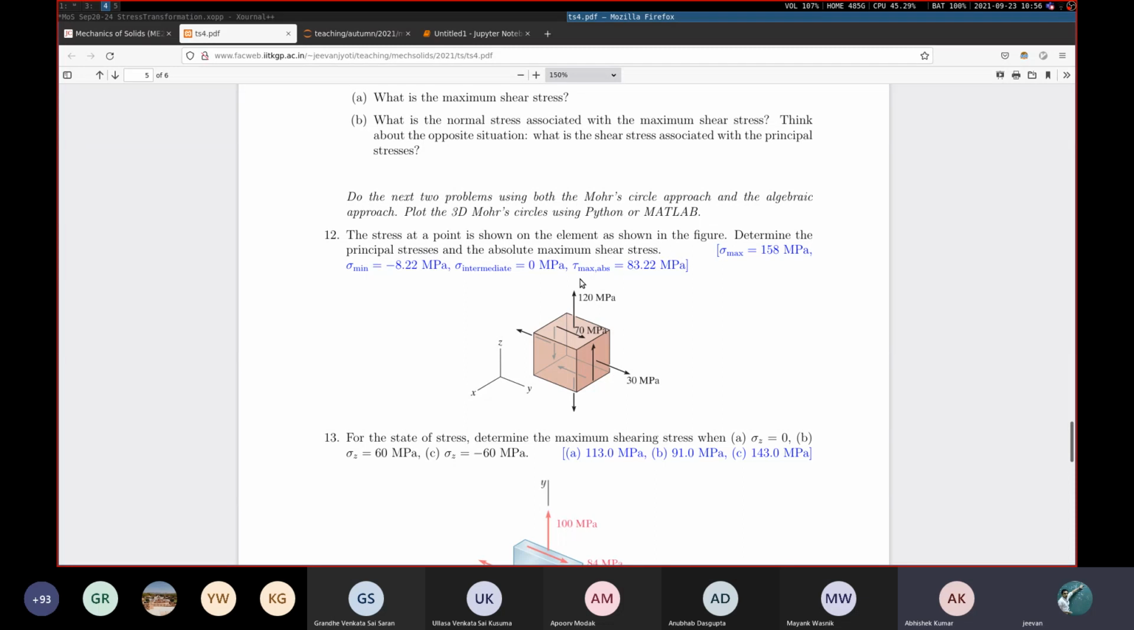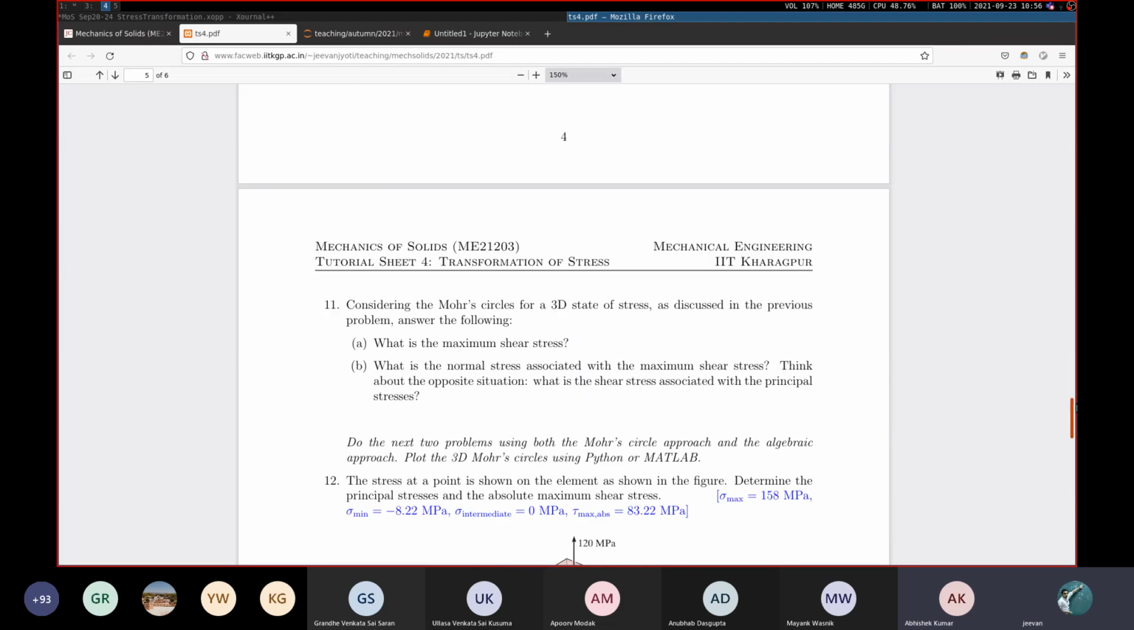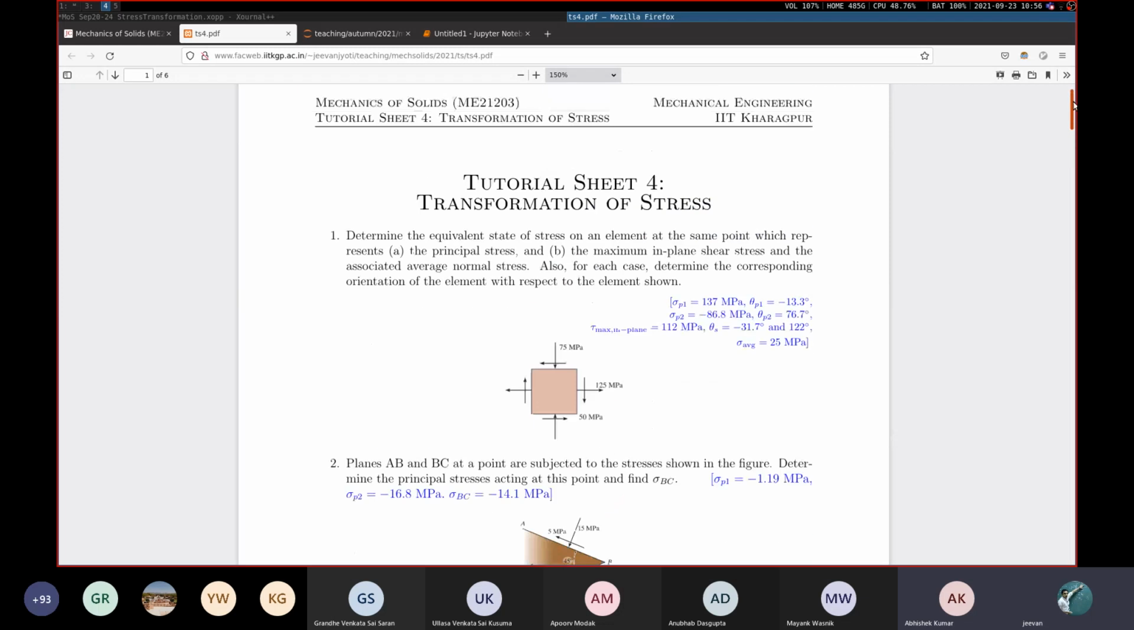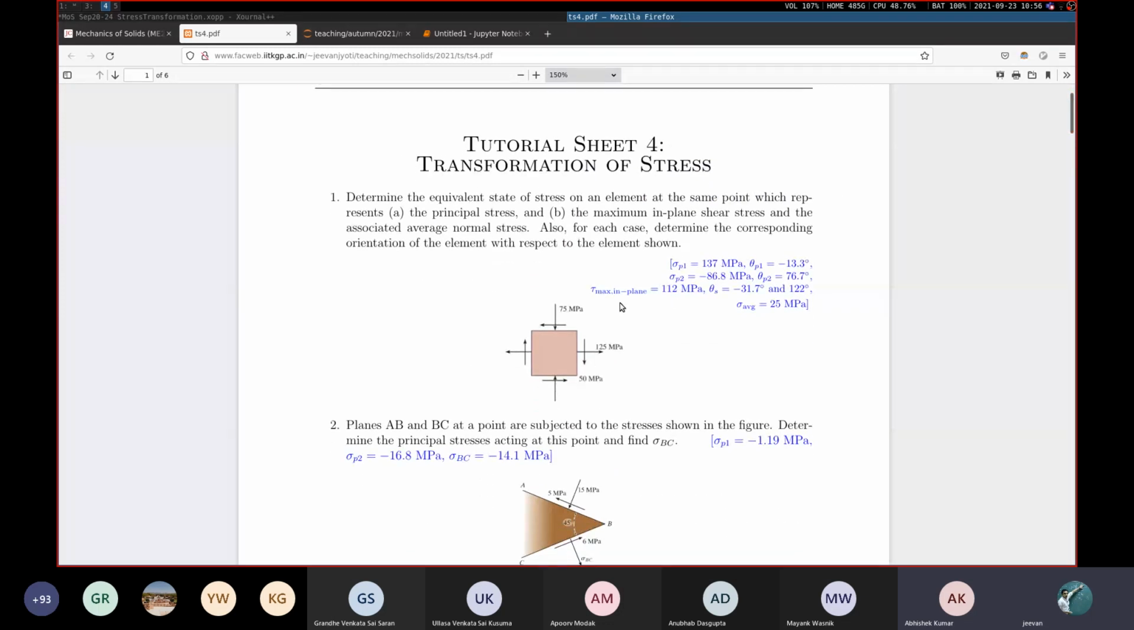You can see in some of these answers I've actually asked for the tau max absolute value, and in the first problem I did not ask anything like that. I only asked about the maximum in-plane thing. So there is a significant difference between these things.